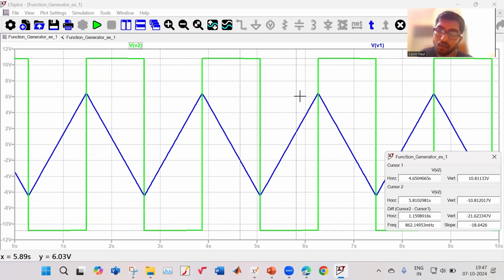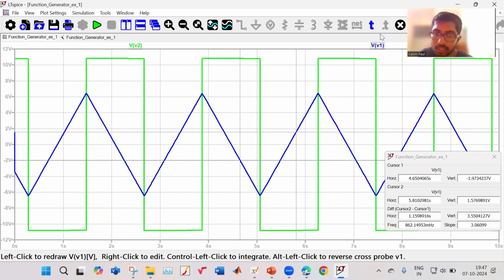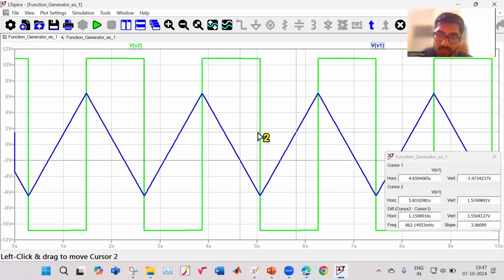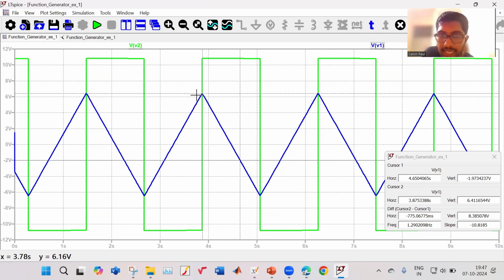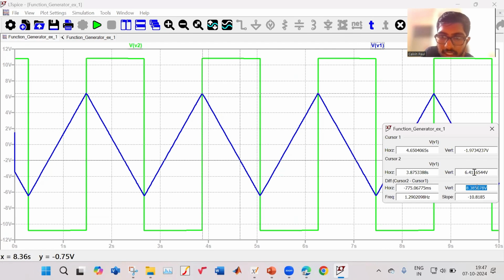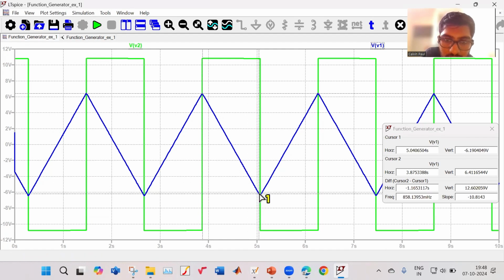Now let us see for my cursor 2. I'm going for cursor for this blue trace. Let us go to the maximum point. At the maximum point, what is the voltage? It is 6.4 volt. And at the minimum point here, it is minus 6.3.